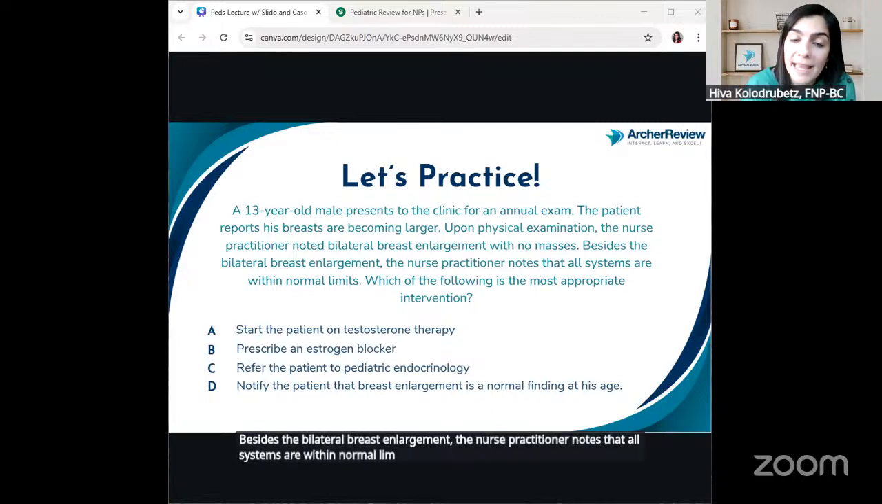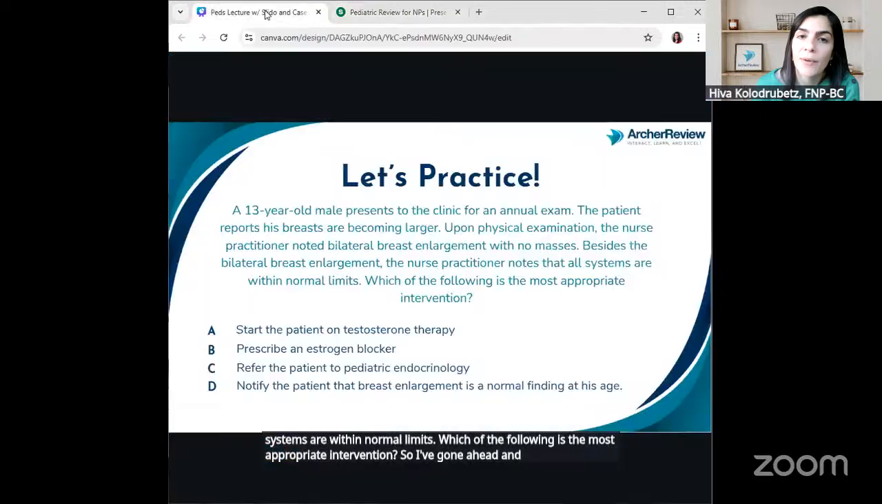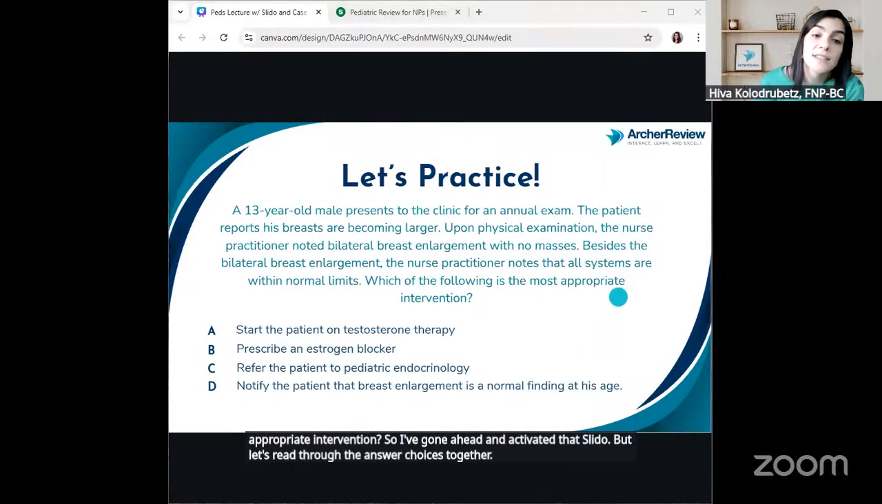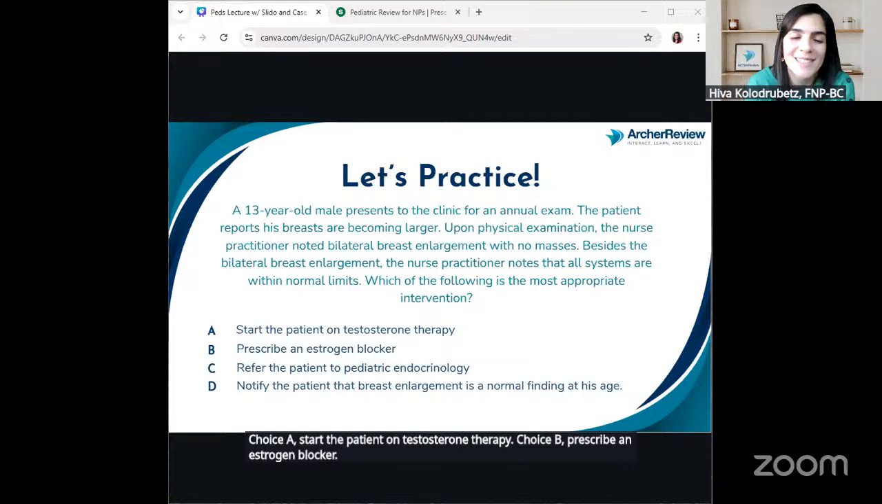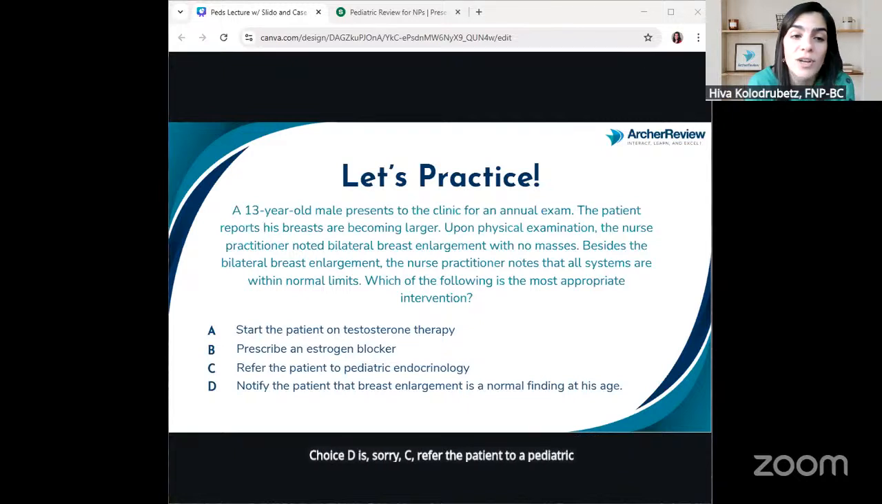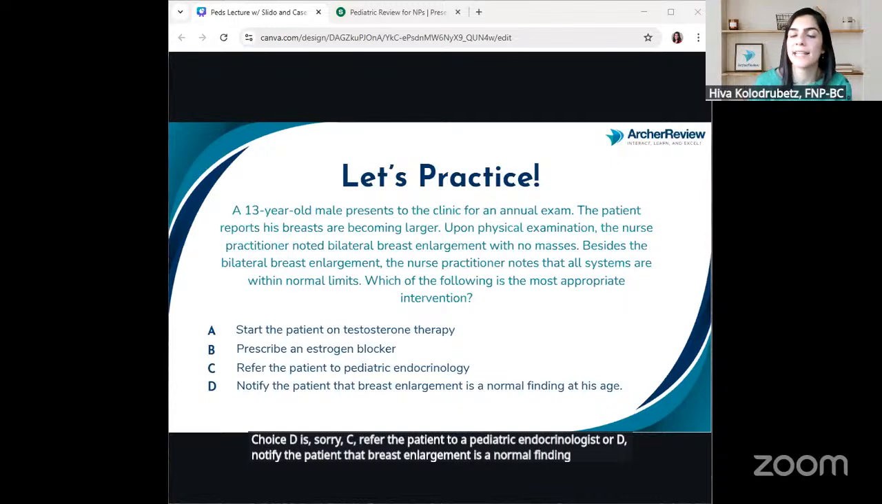Which of the following is the most appropriate intervention? So I've gone ahead and activated that Slido, but let's read through the answer choices together. Choice A, start the patient on testosterone therapy. Choice B, prescribe an estrogen blocker. C, refer the patient to a pediatric endocrinologist. Or D, notify the patient that breast enlargement is a normal finding at this age. What do you guys think? Is it A, B, C, or D?